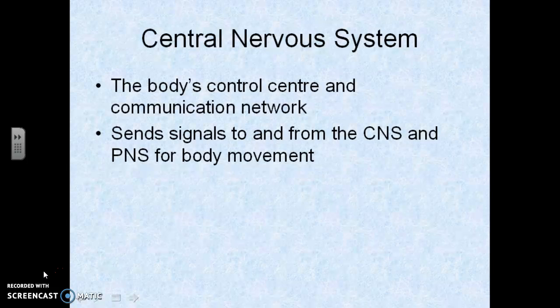The central nervous system is the body's control center and communication network. I want you to think of the central nervous system much like what we talked about last year in the substance use and abuse block, but the CNS, or the central nervous system, is basically your brain and spine. And then the peripheral nervous system, the PNS, includes the outlying parts of the body and nerves and things like that.